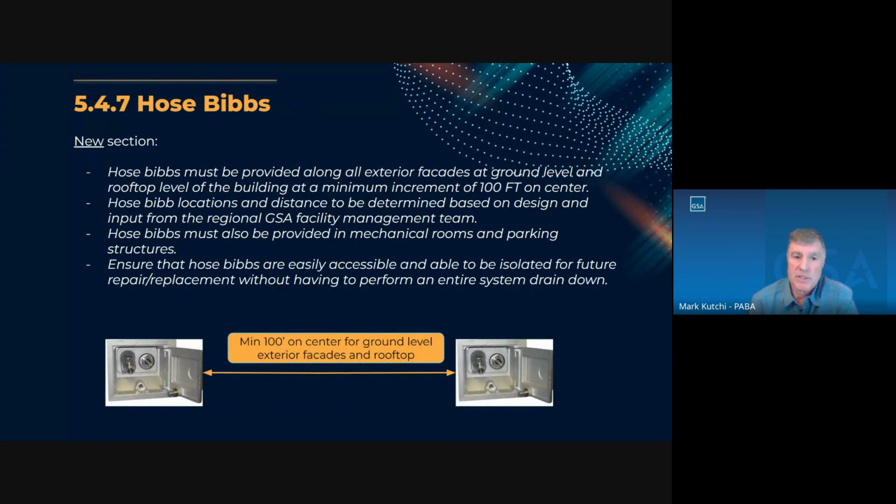A new section was added for hose bibs. So hose bibs must be provided along all exterior facades at ground level and at rooftop level at a minimum increment of 100 feet on center. The hose bib locations and distance to be determined based on design and input from the regional GSA facility management team. So work with the O&M team with your designer to figure out the best location for these hose bibs.